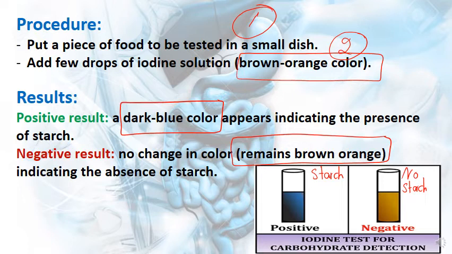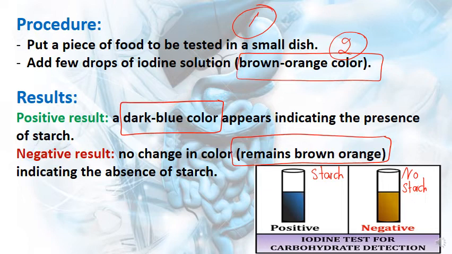So what does this indicate? This indicates that the food does not contain starch, or this indicates the absence of starch. So till now we have 2 tests. The first test is called the Fehling test. It's done to identify the presence of reducing sugar. The second test is called the iodine test, and it's done to identify the presence of starch.